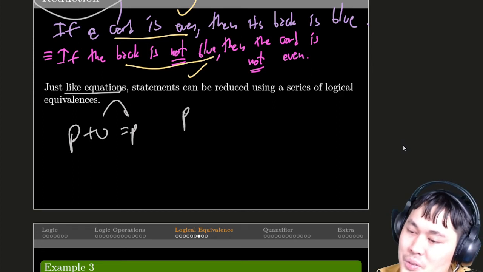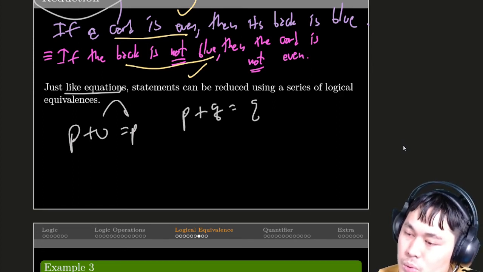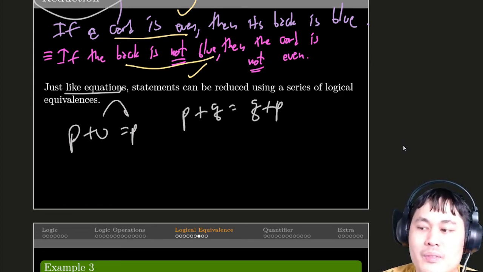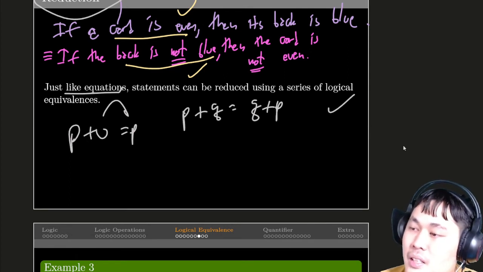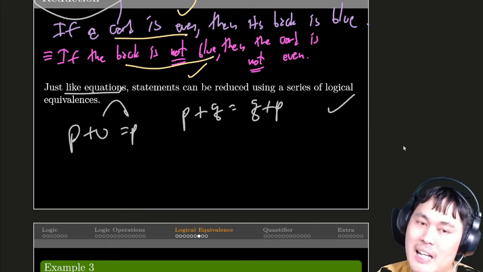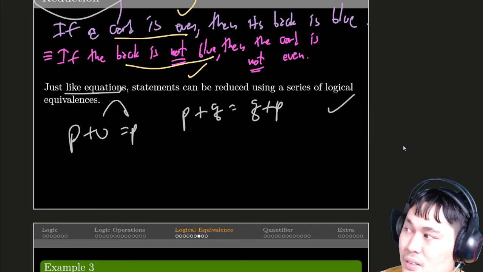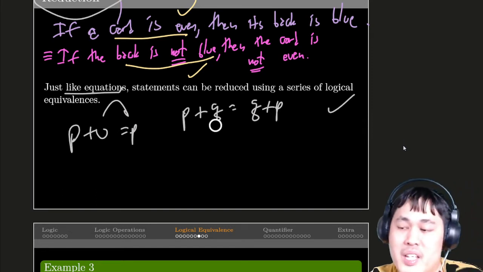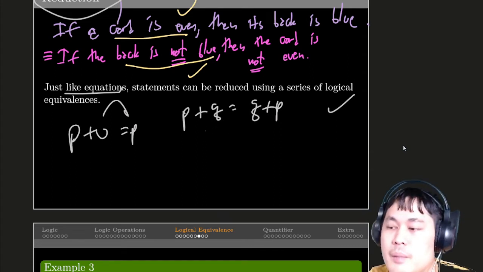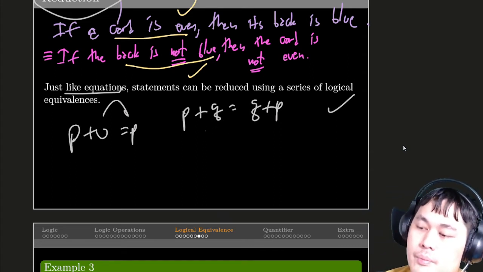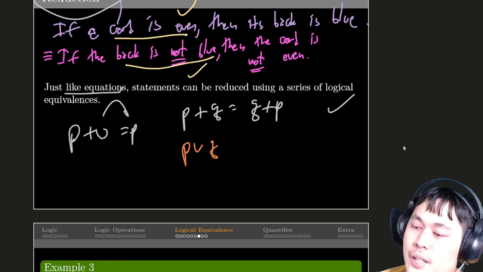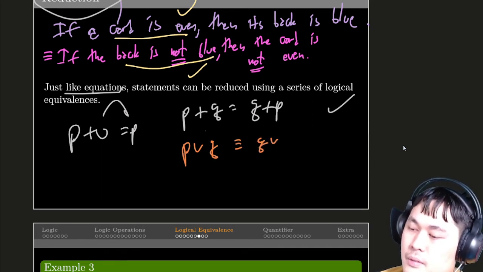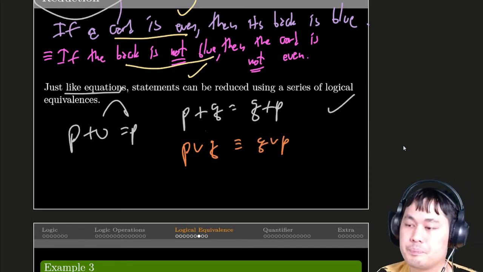For instance, you are allowed to swap places. What happens in math? It is a property that you can swap numbers when you add numbers together. And likewise, you can swap logical statements.